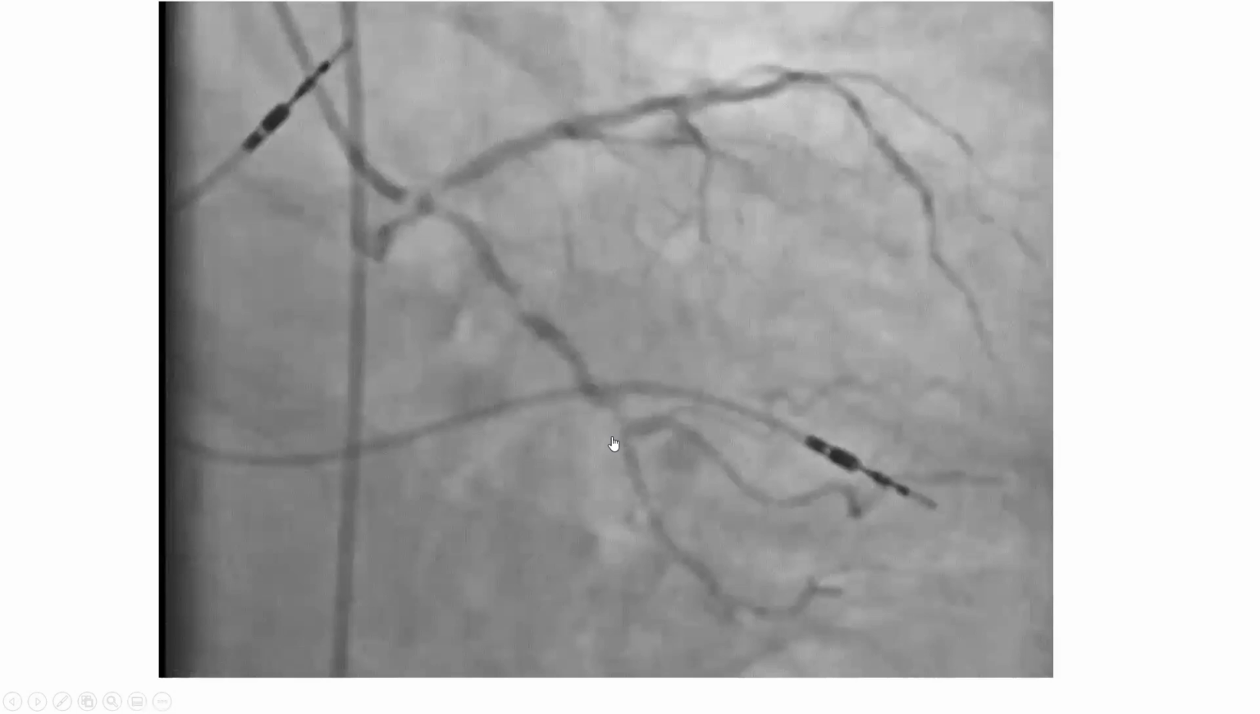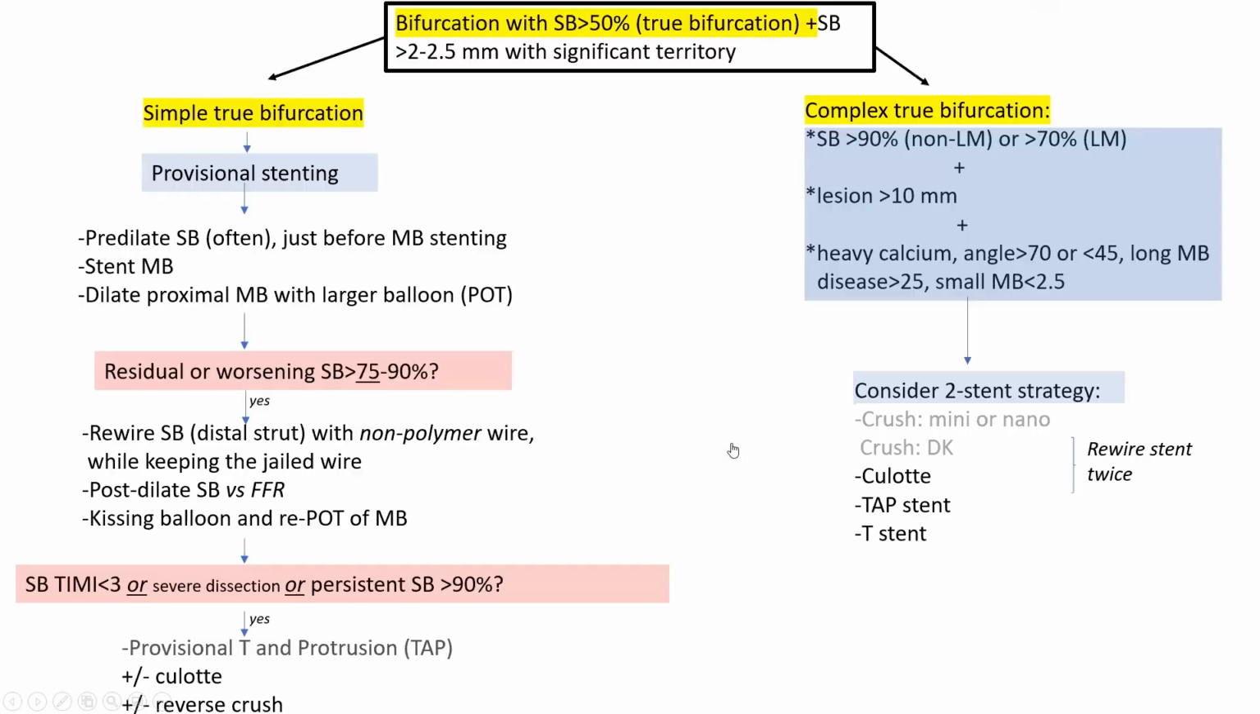This particular patient was 90+%. It was long, and there was really very heavy plaque burden with an unfavorable angle. So it is what I would call complex true bifurcation. So you would favor 2-stent strategy in those cases.